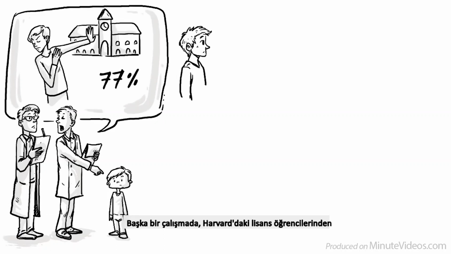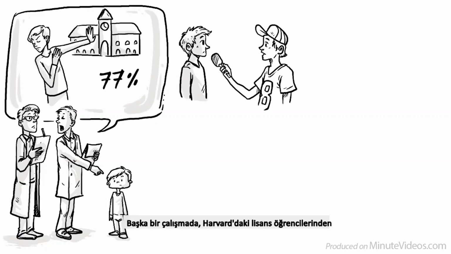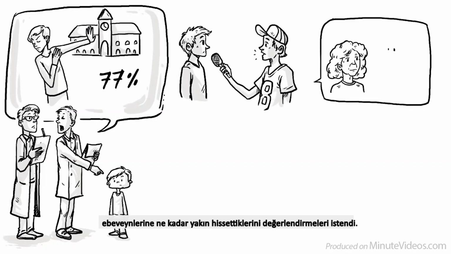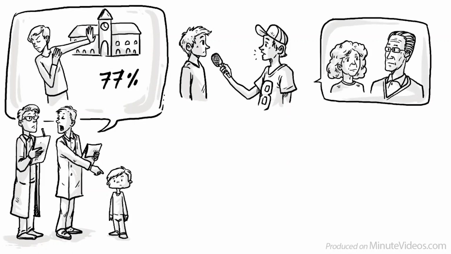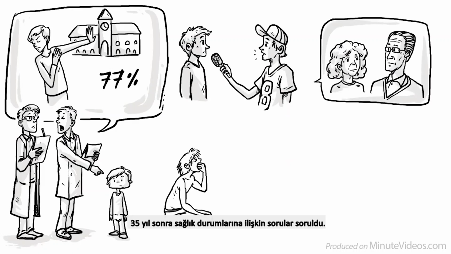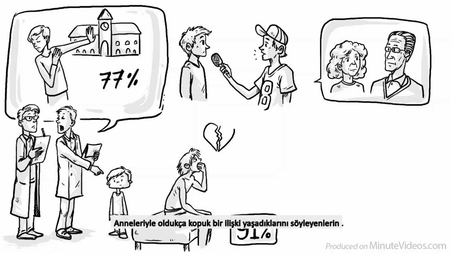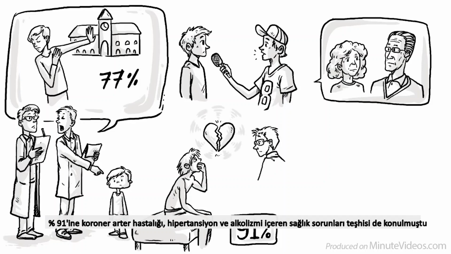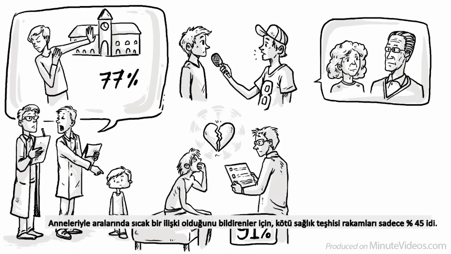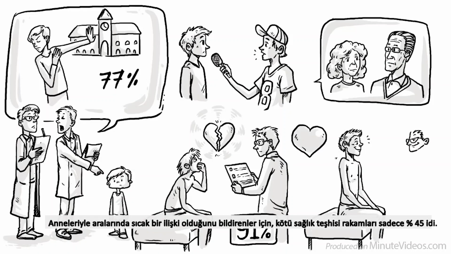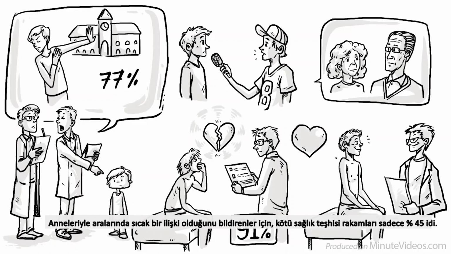In another study, undergraduates at Harvard were asked to assess how close they felt to their parents. 35 years later, they were asked about their health. 91% of those who said they had a rather broken relationship with their mother were also diagnosed with health issues, including coronary artery disease, hypertension, and alcoholism. For those that had reported a warm relationship, the figure of poor health diagnosis was just 45%.